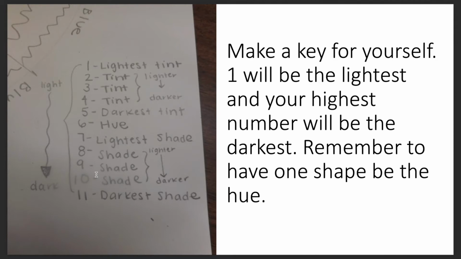Make a key for yourself. So 1 is the lightest, and your highest number will be the darkest. Remember to have one shape be your hue. So if you have 1 through 11, number 6 is your hue, and then 1 through 5 are tints, and 7 through 11 are shades.